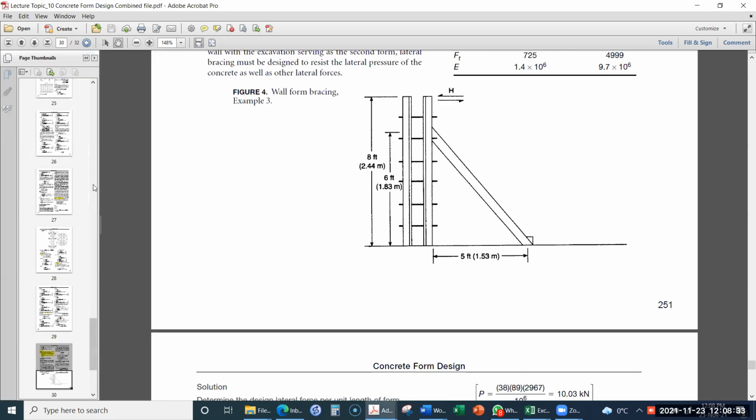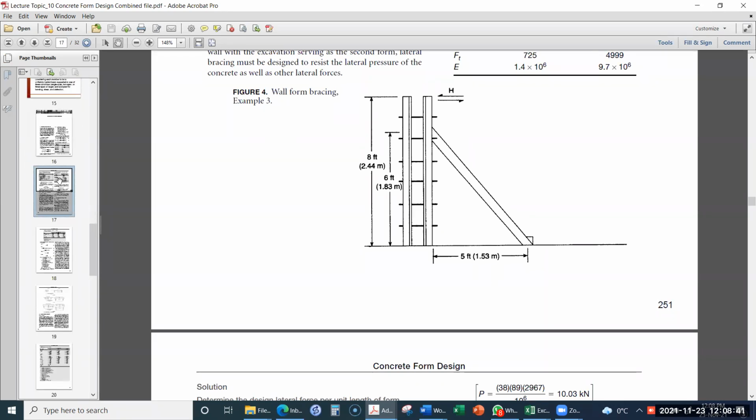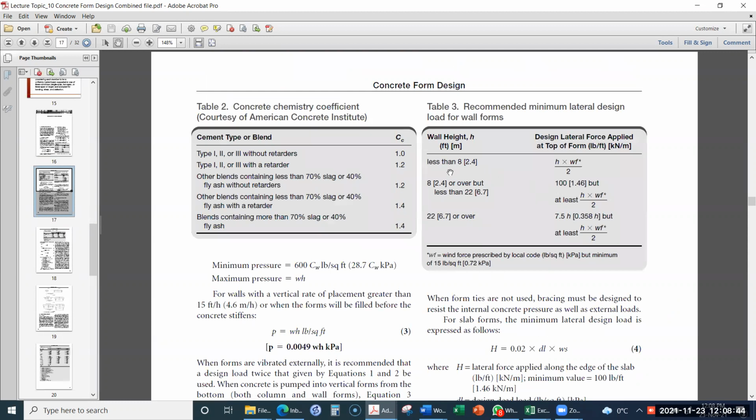So let's look at this table number 3. It should be here. Yeah, this is table number 3. What does it show? Recommended minimum lateral design load for wall forms. It says that if the wall height is less than 2.4 meter, then this is the design load. However, if the wall height is more than 2.4 meter but less than 6.7 meter, then the design load will be 100, but it should be at least H by WF by 2.